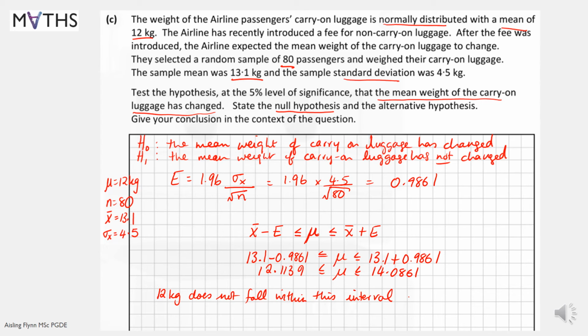Then we're asked to give a conclusion. Alright, we've tested the hypothesis, we have to give a conclusion in the context of the question. We're going to look back at our hypothesis. H0 was the mean weight of the carry-on luggage has changed. I think it has. So we fail to reject H0, and we'll write the mean weight of carry-on luggage has changed, or has appeared to change, within our confidence interval of 95%.